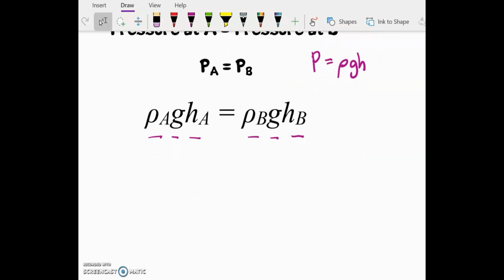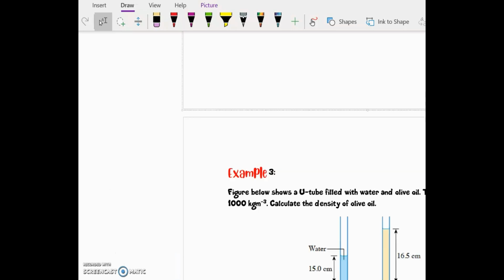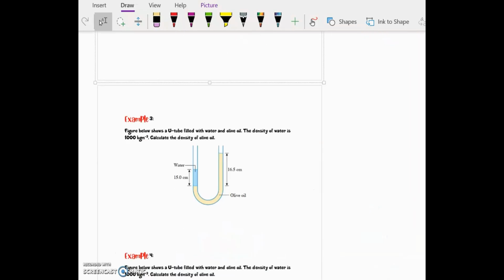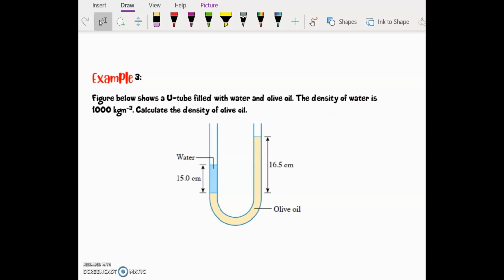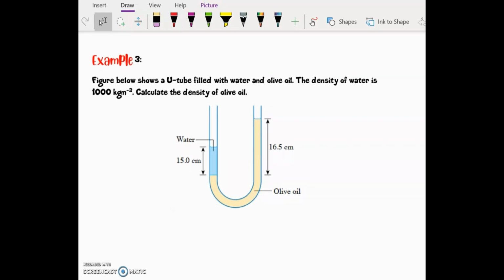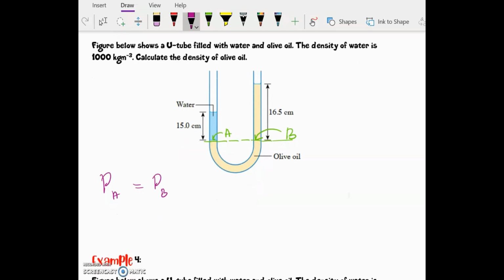Okay, let's do a simple exercise. The figure below shows a U-tube filled with water and olive oil. The density of water is 1000 kg per meter cubed. Calculate the density of olive oil. First, you have to take two points at the same level, which I'm going to label with a dotted line here. I'm going to label here as A and here as B. So pressure at A equals pressure at B.